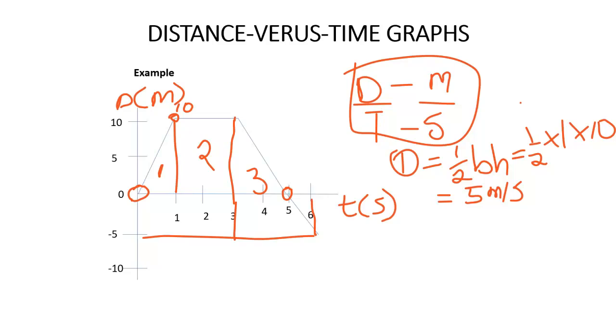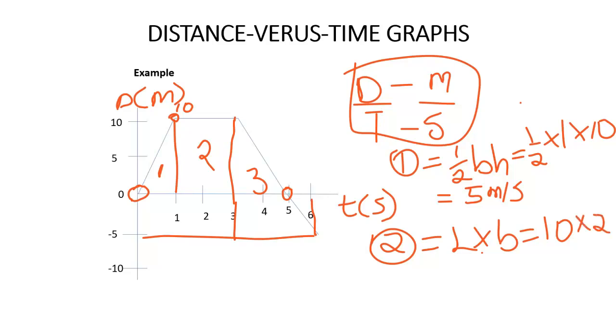Then if we look at the next one, segment 2, we know the distance traveled. This one is going to be a rectangle, right? The area of a rectangle is length times breadth. The length here is 10, and the breadth is 3 minus 1, that is 2, times 2. And that will give us 20 meters per second.